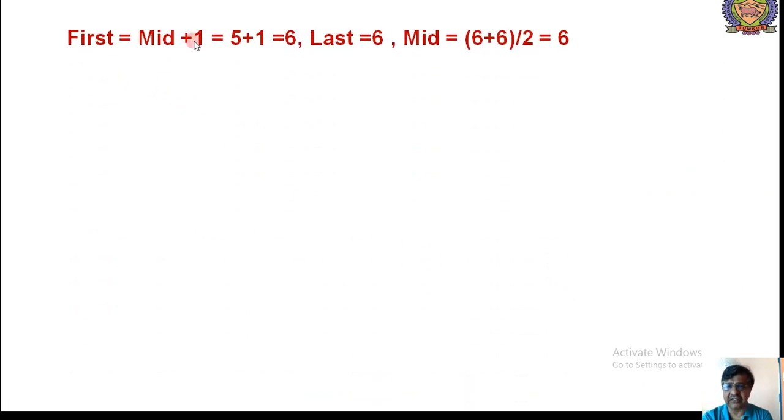You can see first equals mid plus 1, that is 5 plus 1, which equals 6. Last equals 6, therefore mid equals 6 plus 6 divided by 2. This throws out a peculiar situation. If the key is present in the last place, it will still be found, because the algorithm asks whether A of mid equals key, then the key is found. This is the middle position, and this is the only element that remains.